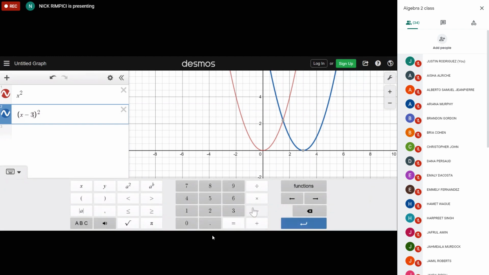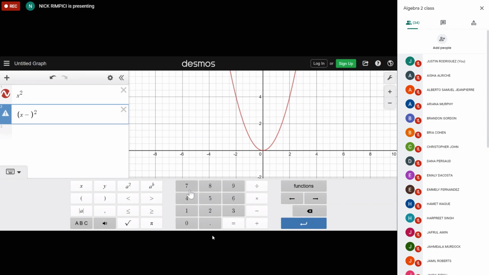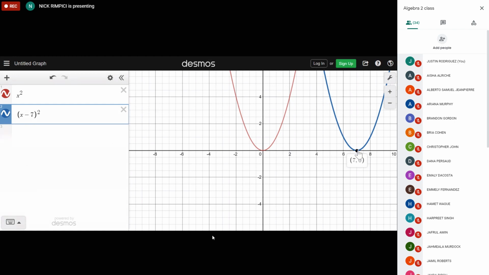If I subtract 2, now it's right 2 units. It's moved it over 2 units. If I subtract 7, x minus 7 squared, now it's moved it right 7 units. So interesting here. When you add to x, it's moving it left by that amount. When you subtract from x, it's moving it right by whatever the amount is. So that's what's happening.